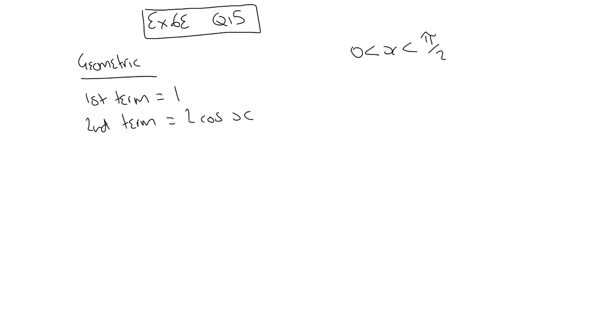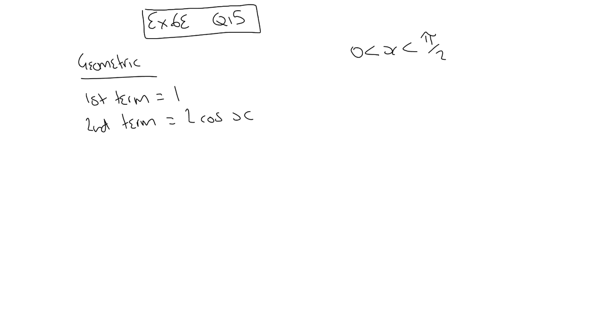I'm going to do question 15 from exercise 6E. So we're told that there's a geometric term, a geometric series or sequence or progression, all means the same thing. The first term is 1, the second term is 2 cosine x. And we're given this restriction on what x is allowed to be.